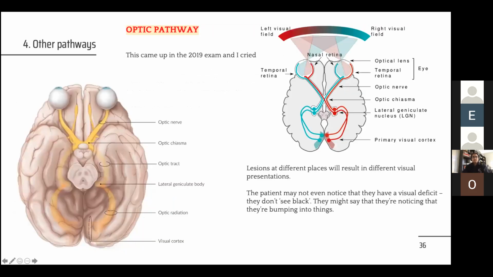I'm sure you guys already have been taught about the optic pathway, so I won't labor too much on this point. But what I did want to point out is that at a second year level, you don't need to know too much more than bitemporal hemianopia, which is what you get if you have a pituitary adenoma, or just the entire loss of one side of your vision. So this diagram is the best to show this.